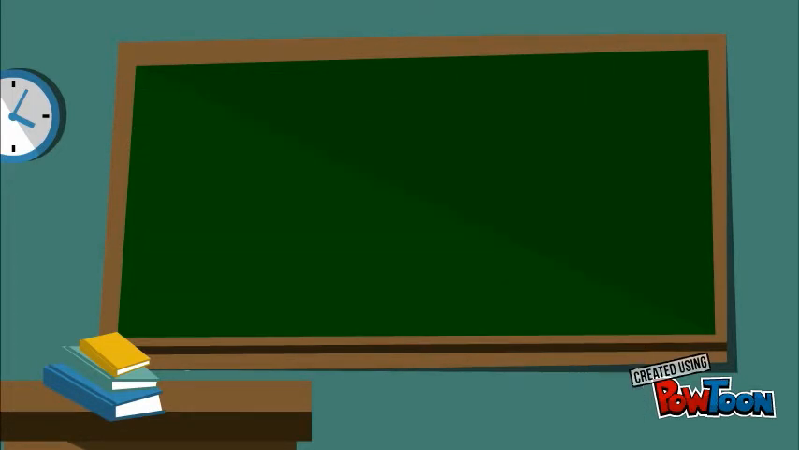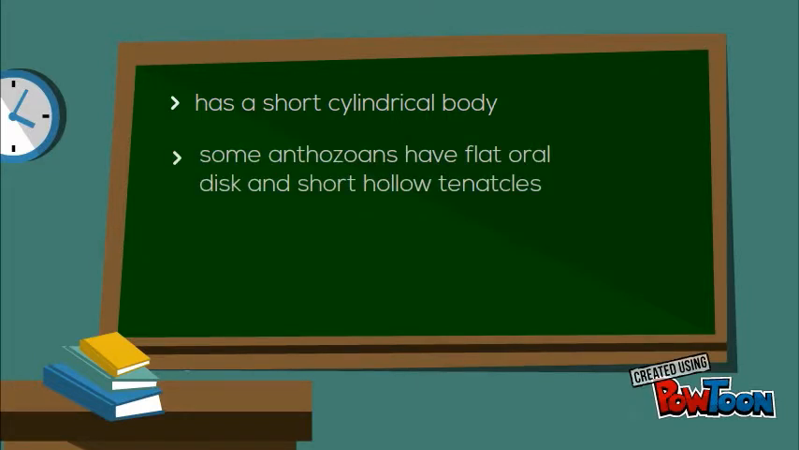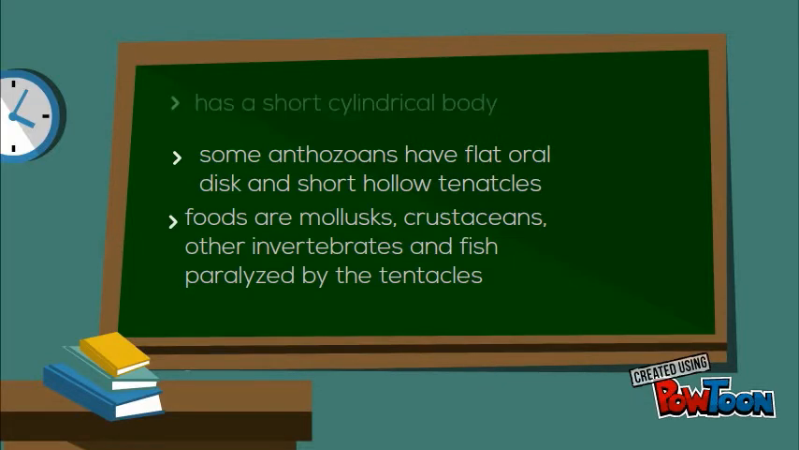Class Anthozoa has a short cylindrical body. Some anthozoans have a flat oral disc and short hollow tentacles around a slit-like mouth. Their foods are mollusks, crustaceans, and other invertebrates and fish paralyzed by nematocysts and carried by the tentacles to the mouth.